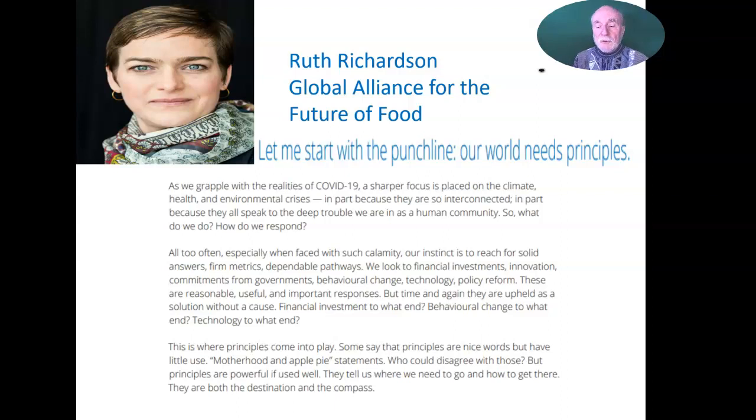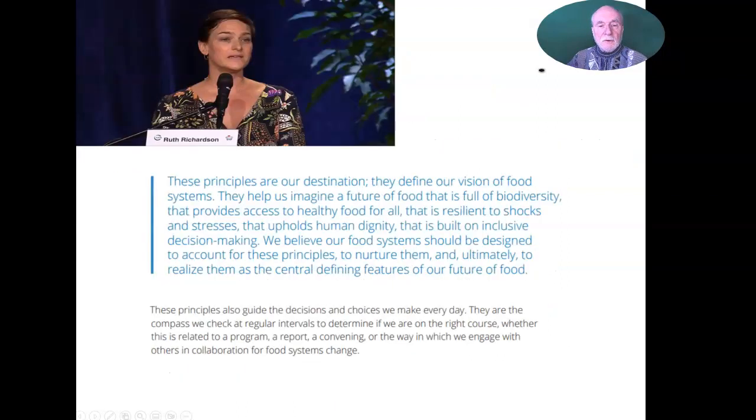Some say that principles are nice words, but have little use. Motherhood and apple pie statements. Who could disagree with those? But principles are powerful if used well. They tell us where we need to go and how to get there. They are both the destination and the compass." She concludes, "These principles are our destination.